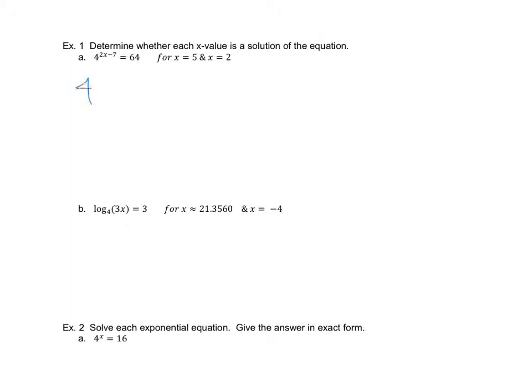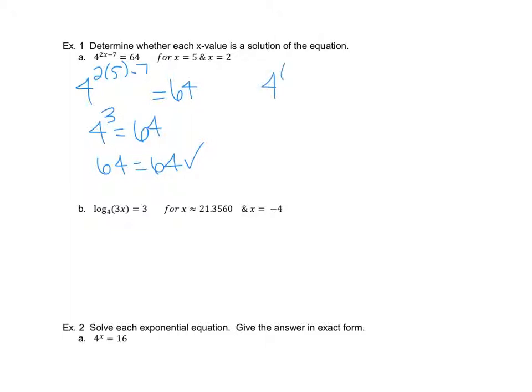So 4 to the 2 times 5 minus 7 equals 64. All I am doing is verifying: does the left side equal the right side? 2 times 5 is 10, minus 7 is 3. So we have 4 to the third equals 64. Now 4 times 4 times 4, or 4 to the third, is 64, and 64 equals 64. So we have verified that x equals 5 works. We're going to do the same for 2.